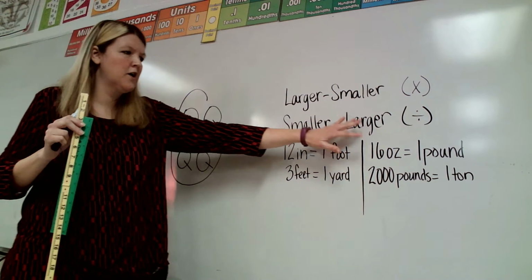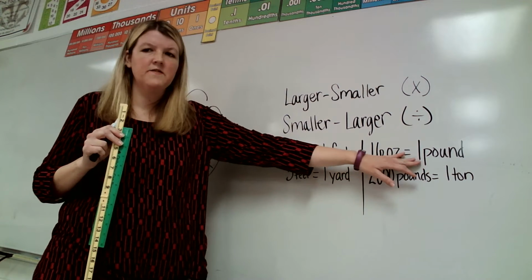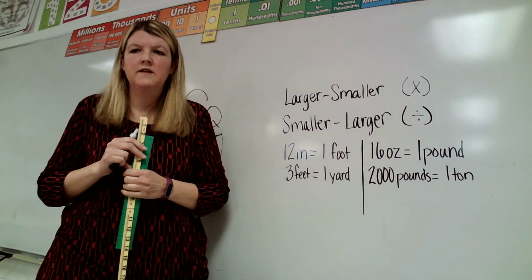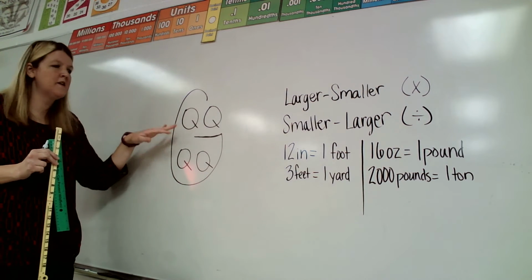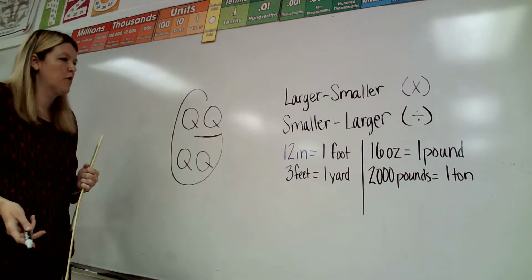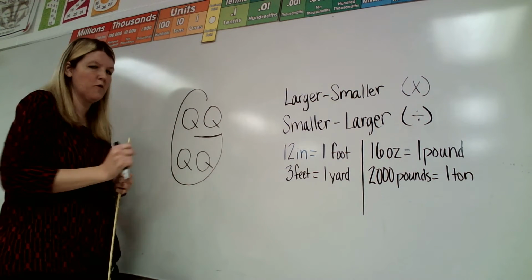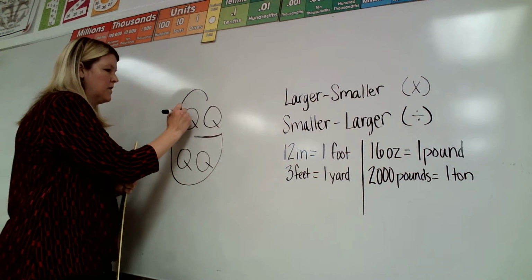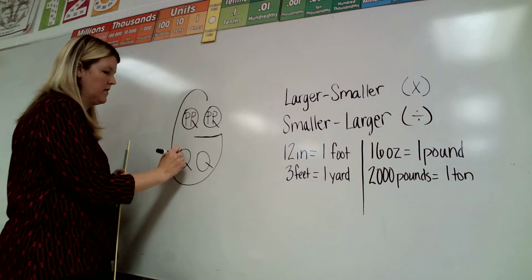And then if we are using weight, we measure in ounces. So 16 ounces equals a pound. And then 2,000 pounds equals a ton. And then if we're measuring liquid or capacity, I'm going to use this big G to kind of help with those measurements. So there are 4 quarts in a gallon. So I have 4 Q's here to represent the 4 quarts in a gallon. And then in each quart, there are 2 pints. So I'm going to put 2 P's in each of the quarts.